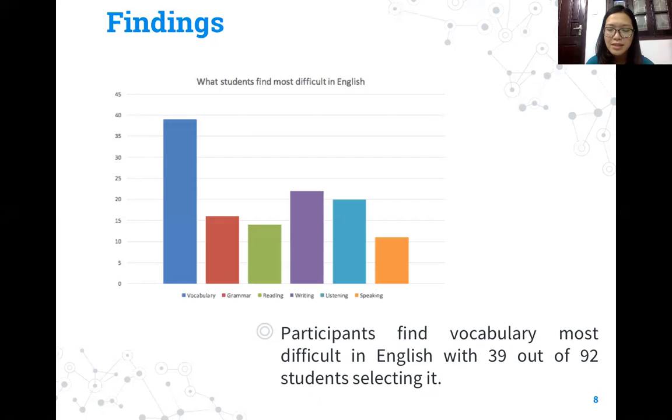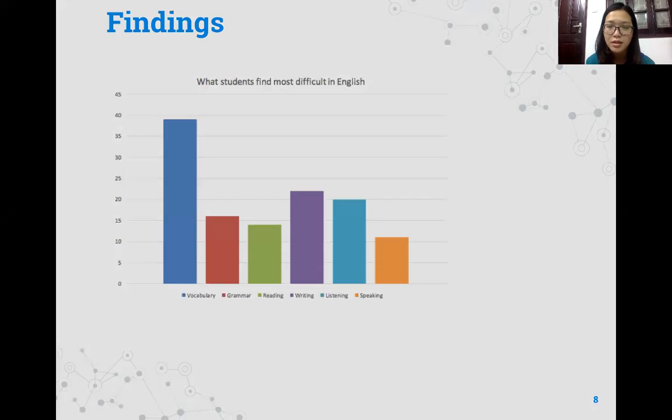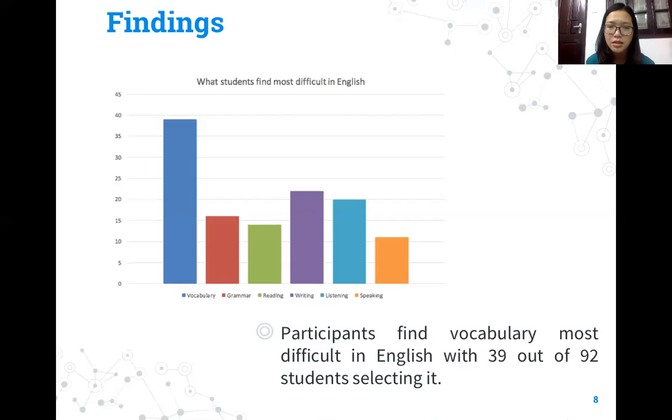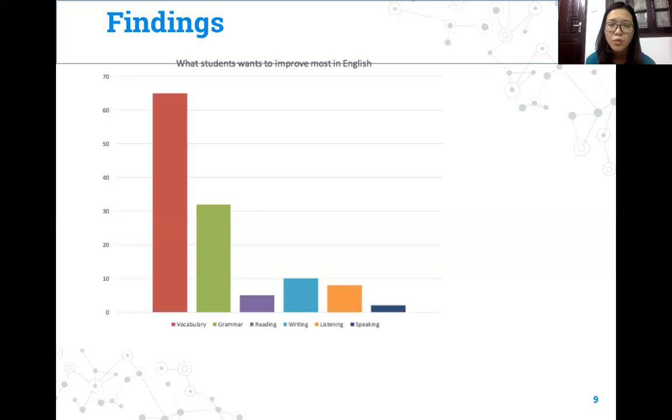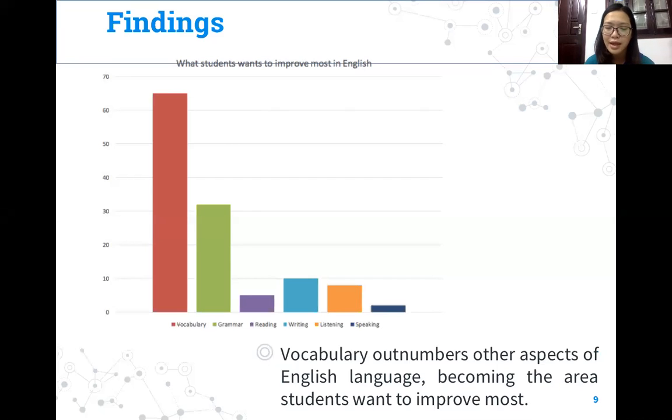first one, participants find vocabulary the most difficult in English, with 39 out of 92 students selecting it. In addition, what students want to improve most in English is vocabulary. As you can see, vocabulary outnumbers other aspects of the English language, becoming the area students want to improve the most.